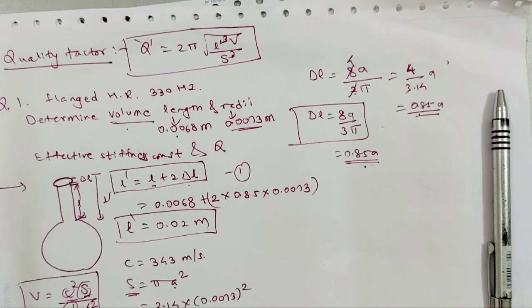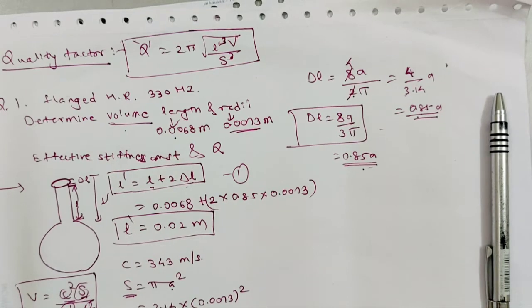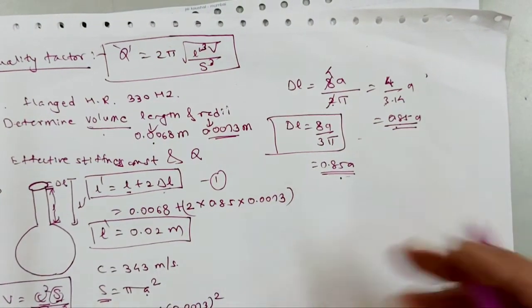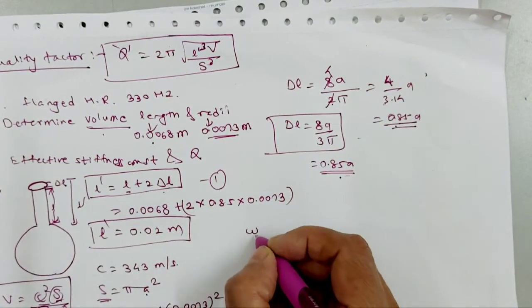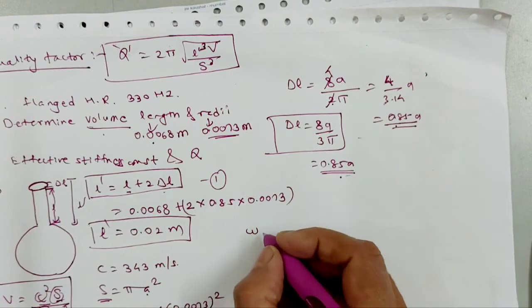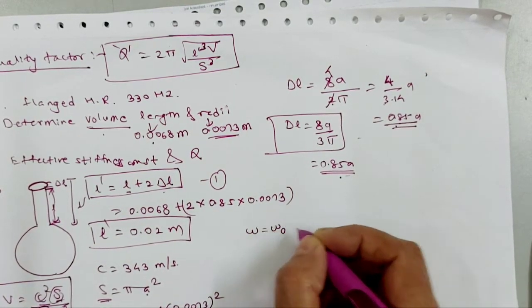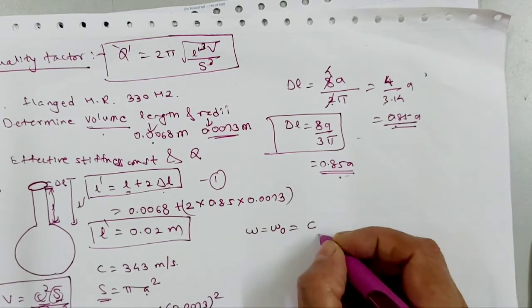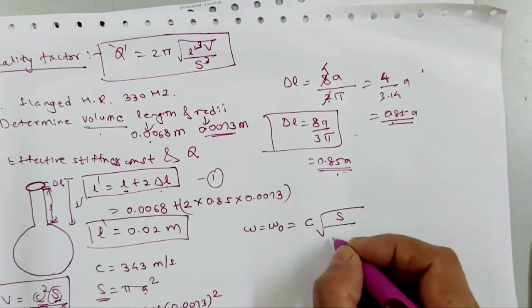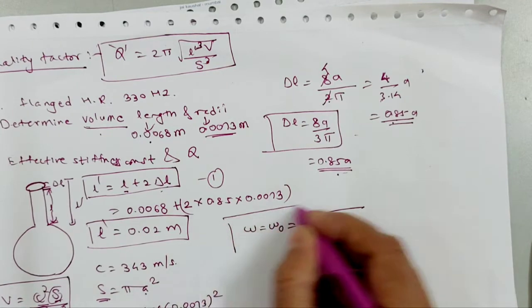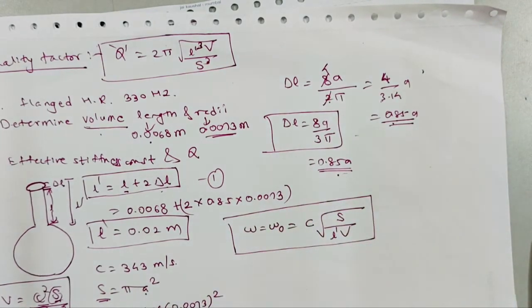Is the value given to you directly? No, it is not given to you directly. So, what will we do? We will use the formula I just mentioned, which is the quality factor. The resonance frequency, omega or omega 0, is equal to C under root S divided by L dash V. This formula we just studied a few minutes back.